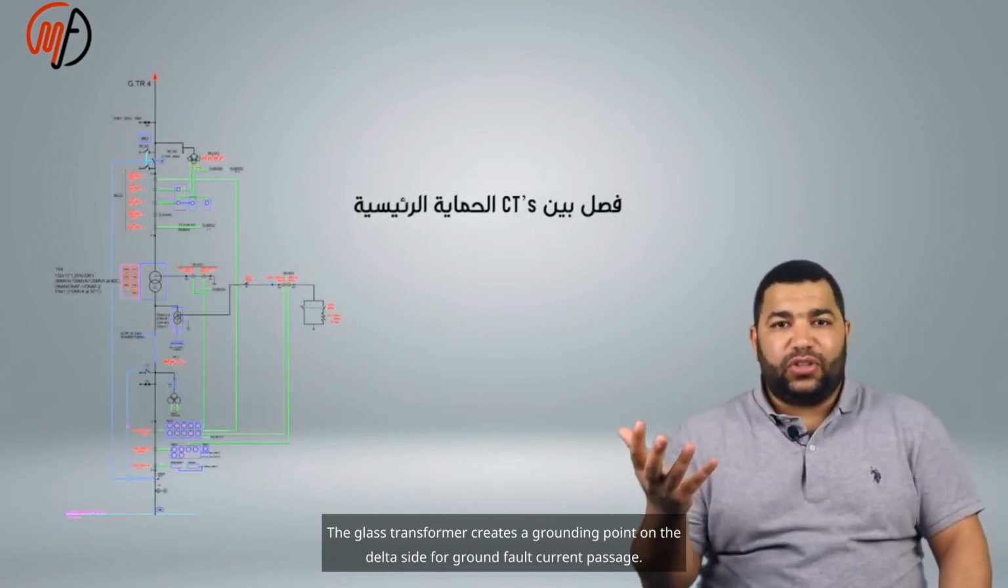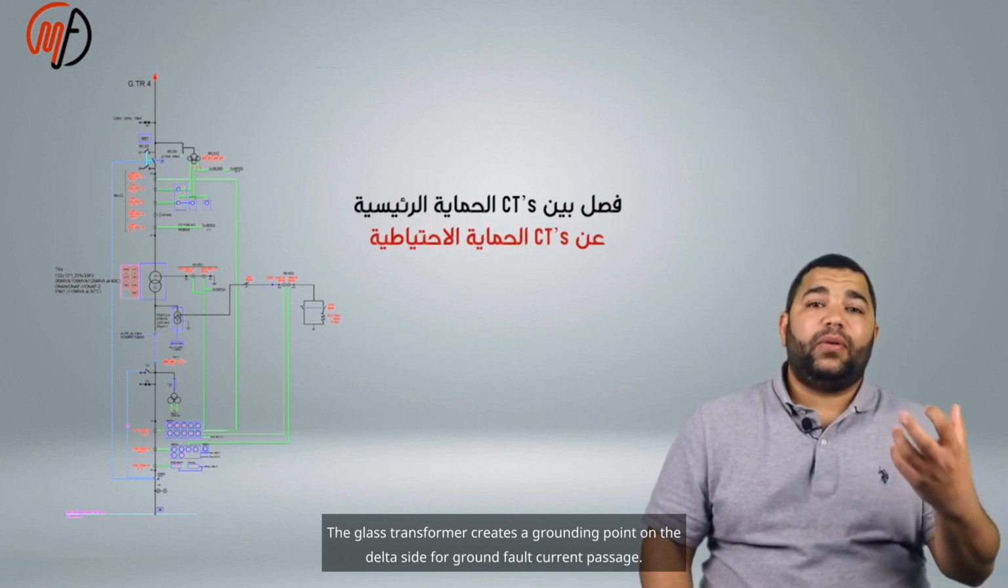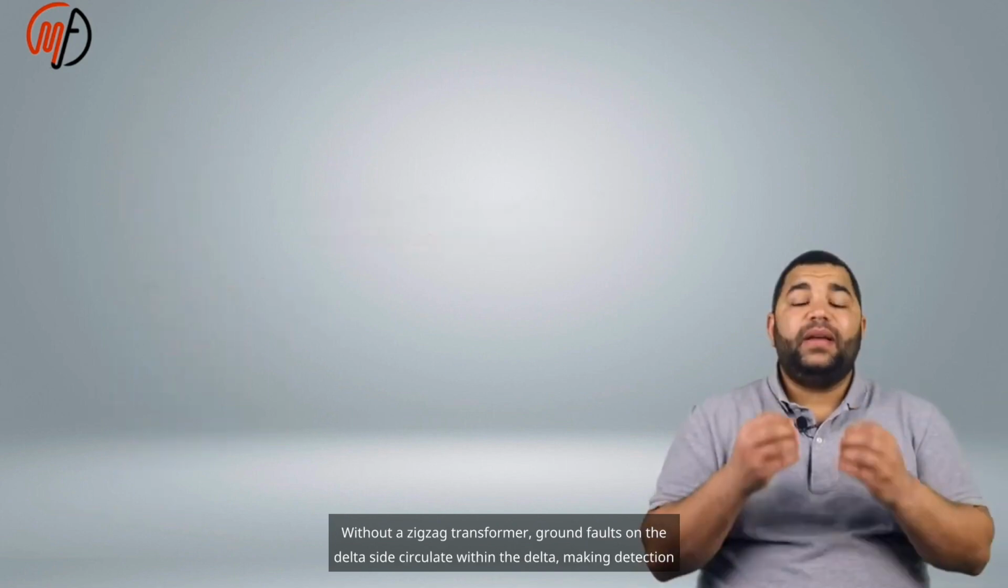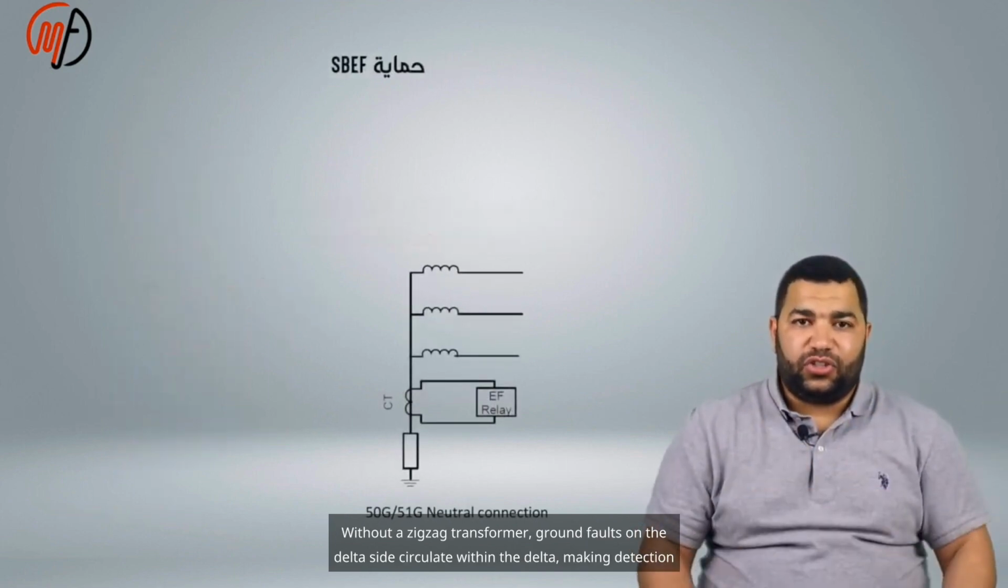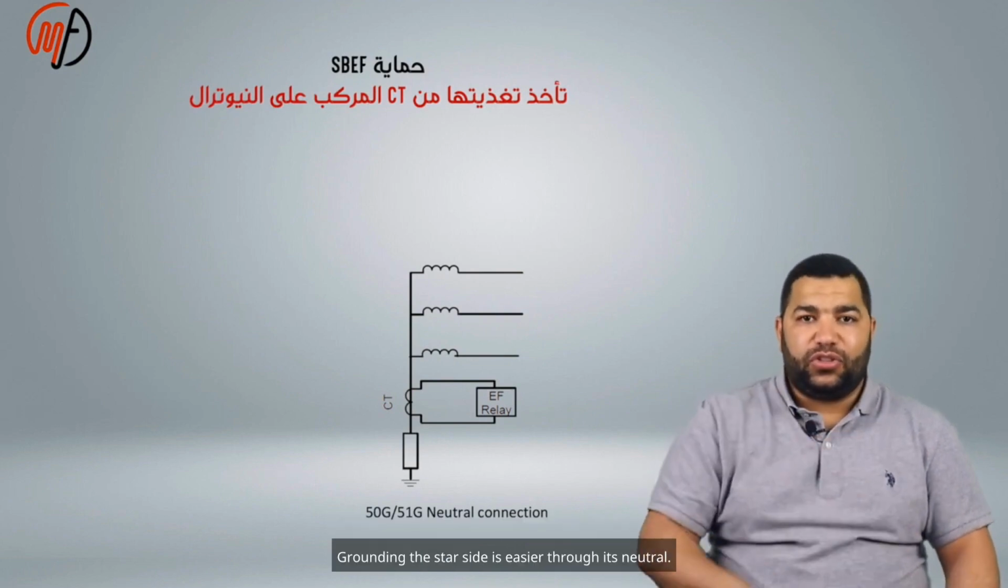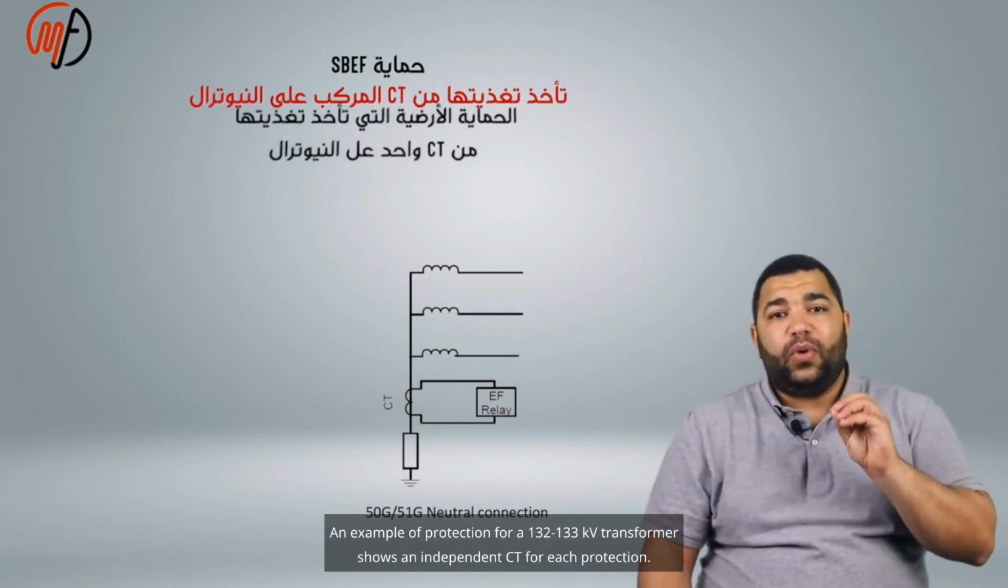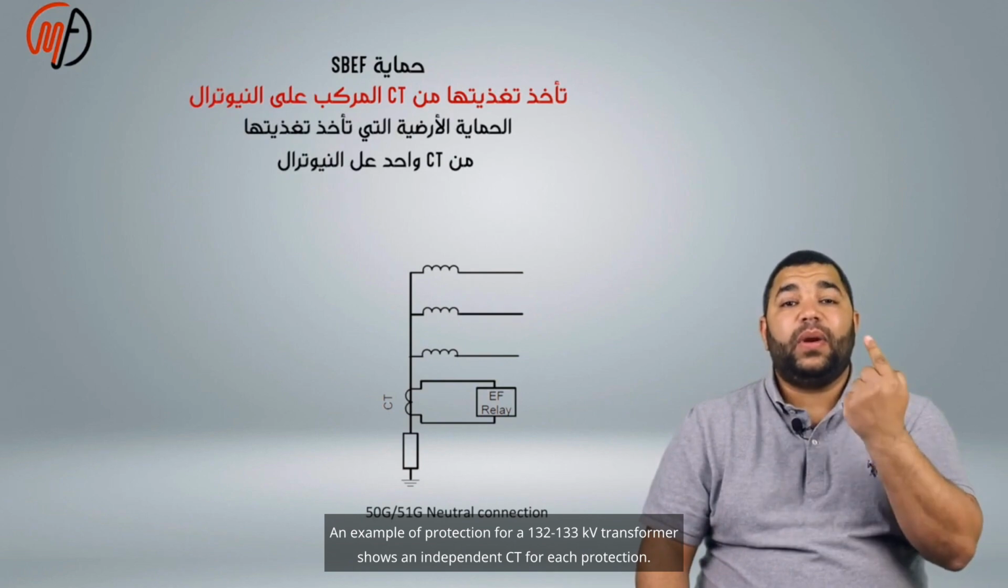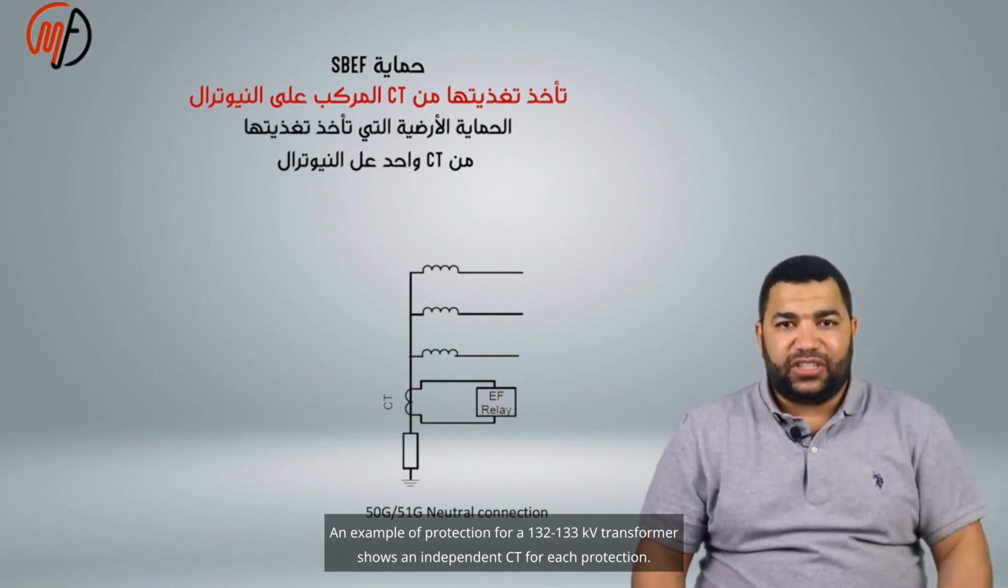The zigzag transformer creates a grounding point on the delta side for ground fault current passage. Without a zigzag transformer, ground faults on the delta side circulate within the delta, making detection difficult. Grounding the star side is easier through its neutral. An example of protection for a 132/33 kV transformer shows an independent CT for each protection.